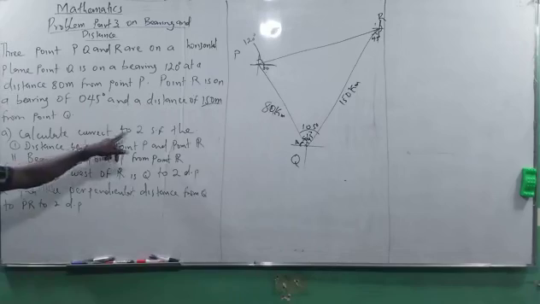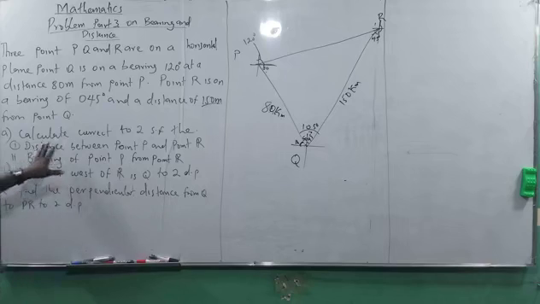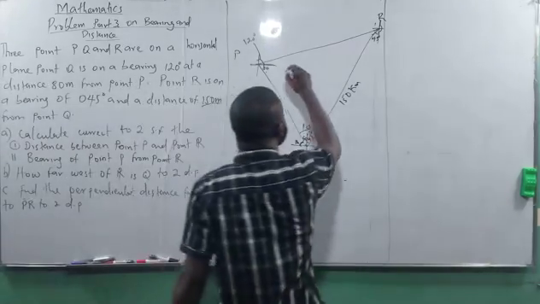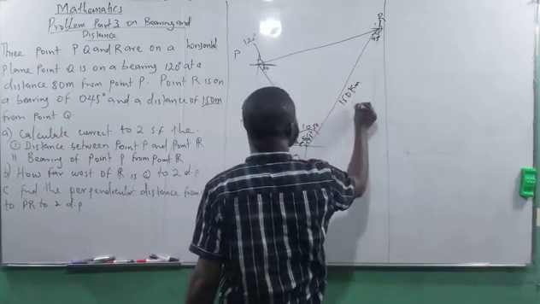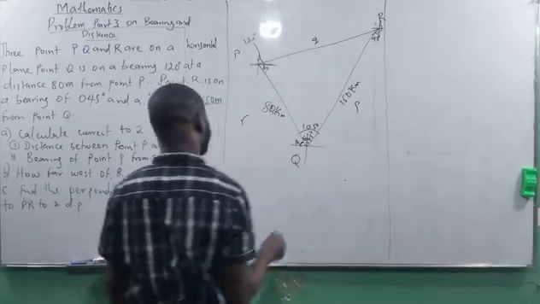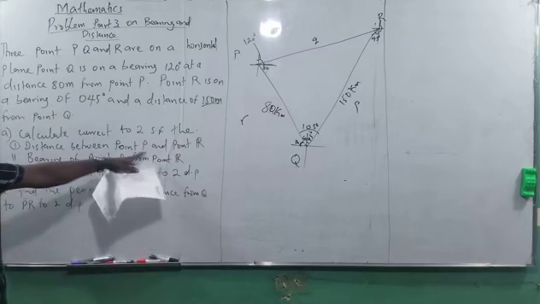Calculate, correct to two significant figures, the distance between point P and R. It means I'm looking for the distance. Now, mind you, here will be R, here will be P, and here will be Q. It means I'm looking for the distance from point P to R.